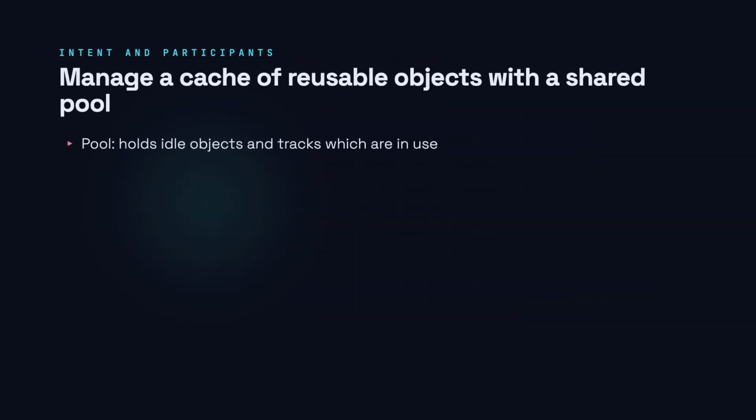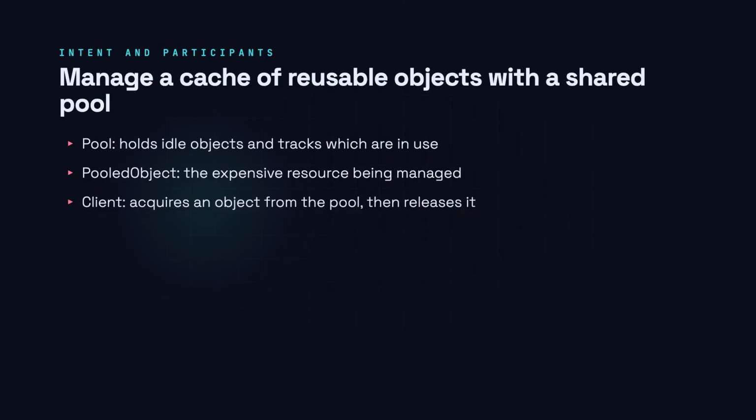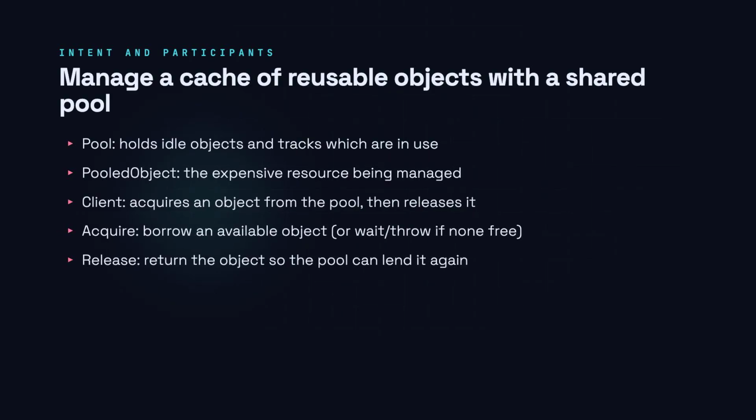The object pool pattern has three main participants. The pool is the manager. It owns a collection of pre-created objects, hands one to a client on request, and accepts it back when the client is finished. The pooled object is the expensive resource itself, for example a database connection. The client is any code that needs that resource. The two key operations are acquire, which lends an object out, and release, which returns it. Nothing else is created at request time.